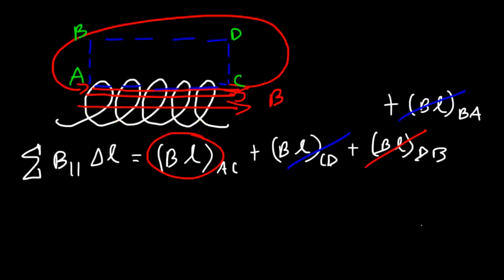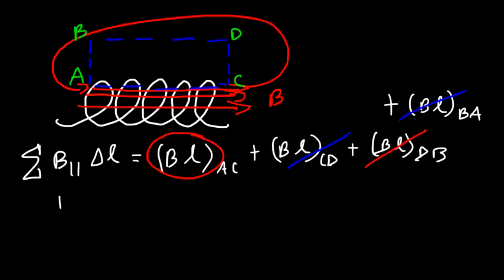Segment AC is the most important segment because, one, it's parallel to the magnetic field that is inside the solenoid, and that magnetic field is the strongest one compared to the ones that are outside of it. And so BL in segment AC will have the greatest contribution towards the sum of all the magnetic fields that is parallel to each segment.